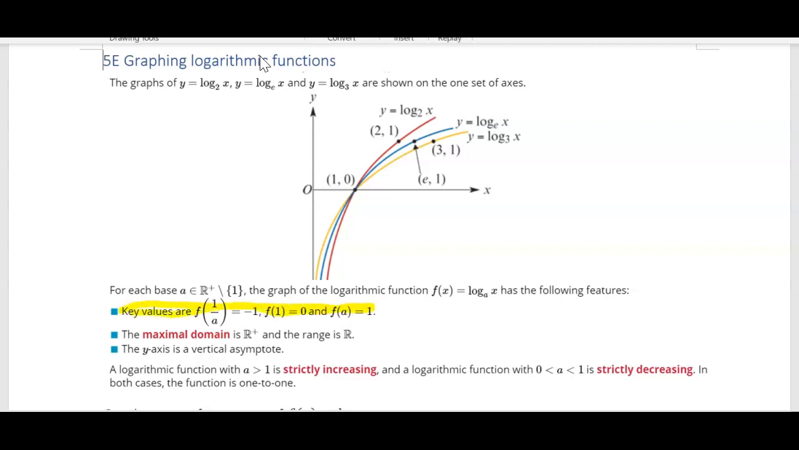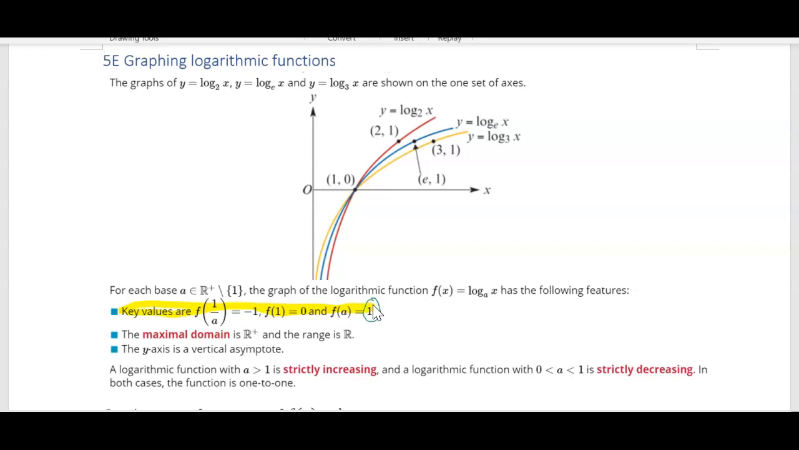So what I was saying before is when y is 1, your x coordinate is a. You can see on our red graph the base is 2, being your value of a, so the point is (2, 1). Then for your log base e graph, you've got the point (e, 1), and the log base 3 graph goes through the point (3, 1).